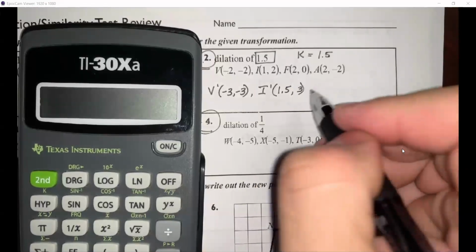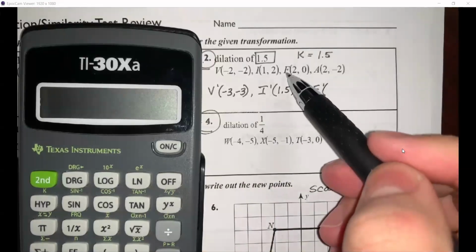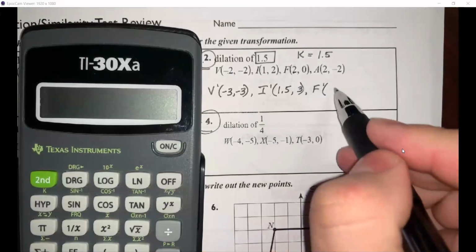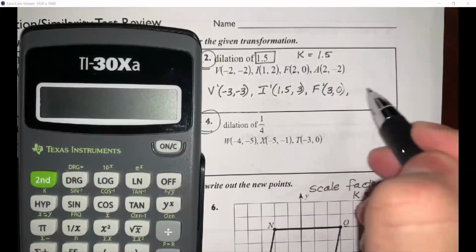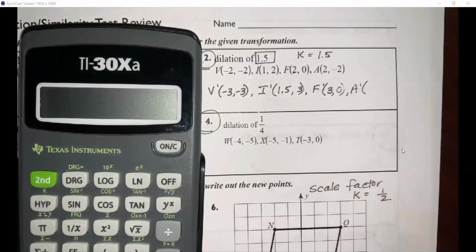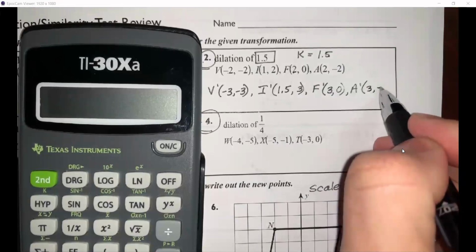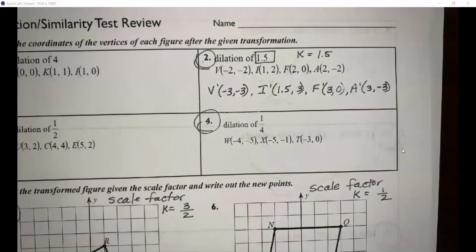All right. My new F, let's see, F is 2 and 0. So 2 times 1.5, we already said was 3. 0 times 1.5 is 0. And then finally, my new A, again, this is easy. I'm just getting the numbers and multiplying them. It's like we're in kindergarten already, all right? We're just multiplying numbers. So then 1.5 times those two would be just +3 and -3. That's all you have to do for those, all right?